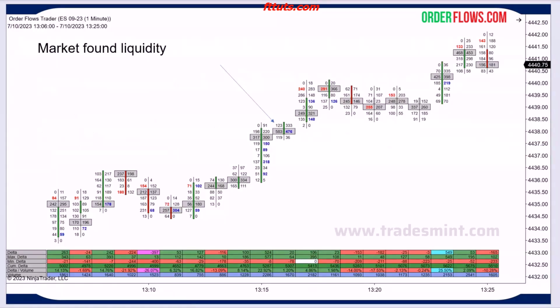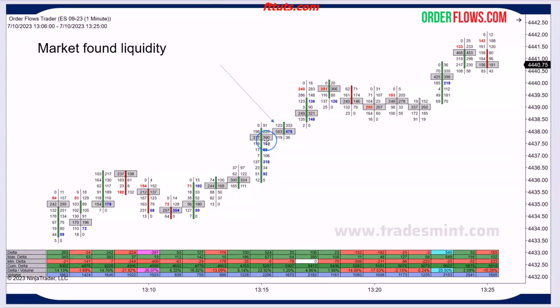Now, liquidity. That's what large traders need. They're large, so they need liquidity in the market. And oftentimes, a sign to me of the market finding its liquidity is a bar. You have this long bar here. This is the market looking for liquidity.